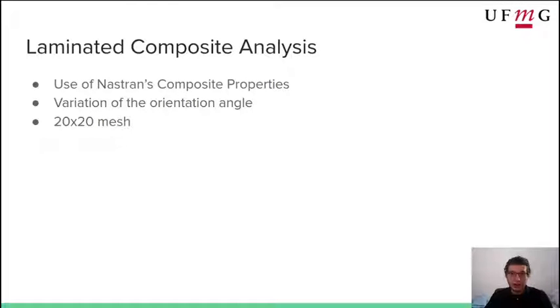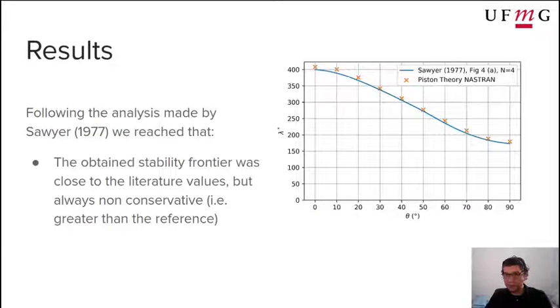Finally, a laminated composite plate was analyzed, varying the orientation angle to obtain the critical flutter conditions. The resulting analysis agrees with the literature with errors of less than 5%, but always with non-conservative values.